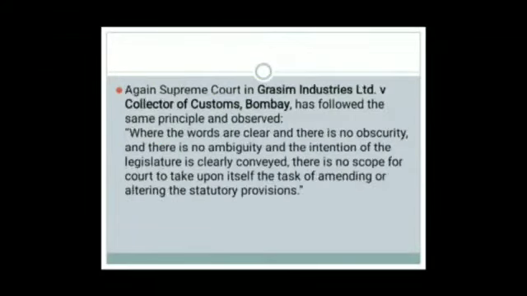Then again, in the case of Grasim Industries Limited versus Collector of Customs, Bombay, the Supreme Court said the same thing. Where the words are clear, there is no obscurity and no ambiguity, and the intention of the legislature is clearly conveyed, there is no scope for the court to take upon itself the task of amending or altering it. So, same.